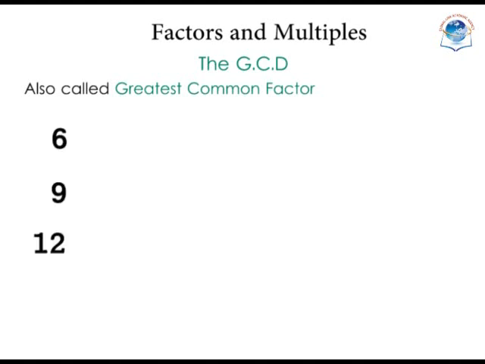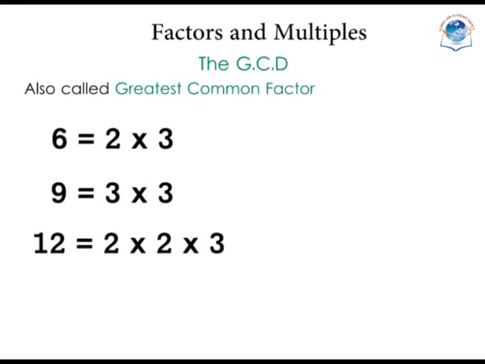Consider the numbers 6, 9, and 12. If we factorize them, 6 is equal to 2 times 3, 9 is equal to 3 times 3, and 12 is equal to 2 times 2 times 3. The largest common factor is 3, and therefore the GCD of 6, 9, and 12 is 3. When we want to find the GCD of large numbers, we express them in prime factors, and then we pick those common factors.